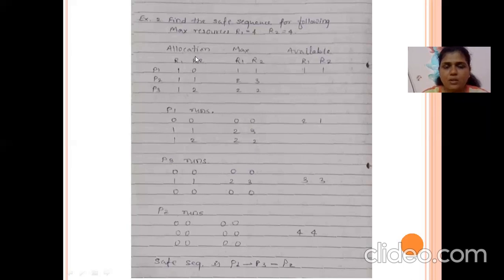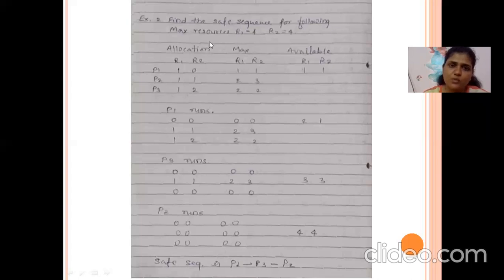R1 and R2 are the types of resources and the number of instances available for R1 is 4. The number of instances available for R2 is also 4. Out of these 4 instances of R1, 1 is given to P1, 1 is given to P2 and 1 is given to P3.